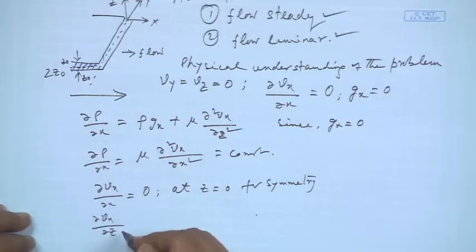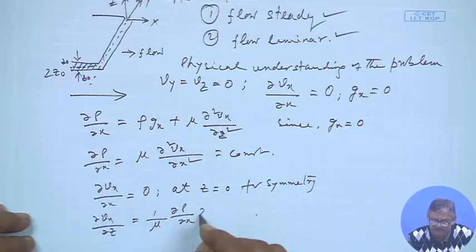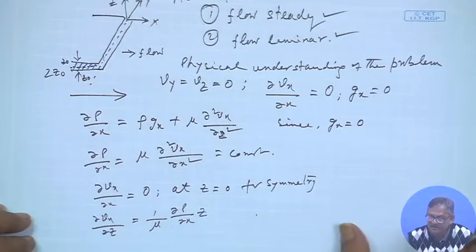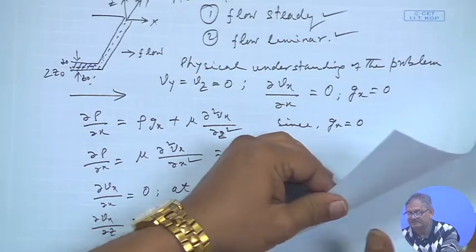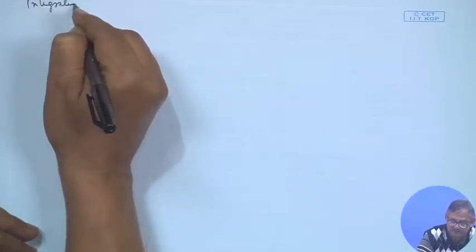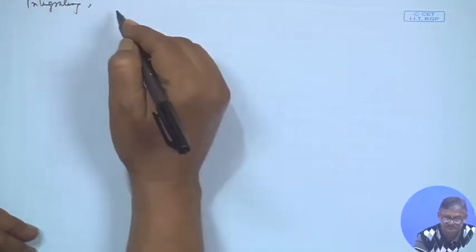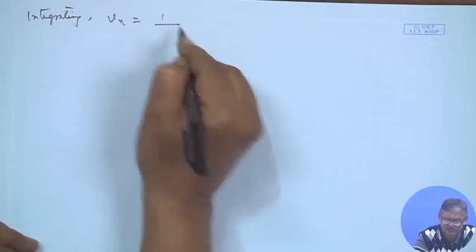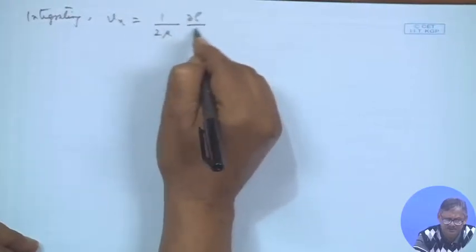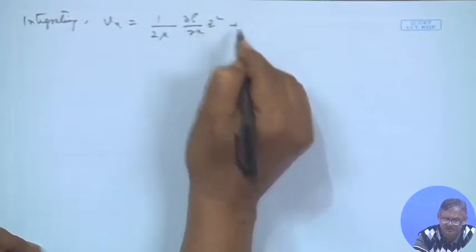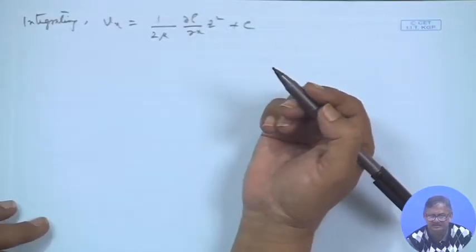Then del Vx del z equals 1 by mu del p del x into z, right. So, on integration we can say that Vx is equals to 1 by 2 mu del p del x z square plus c, that is constant.